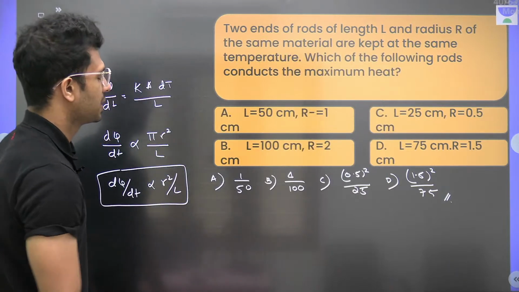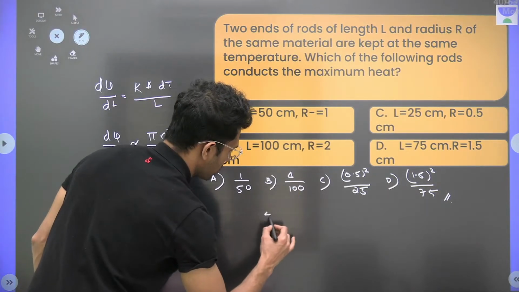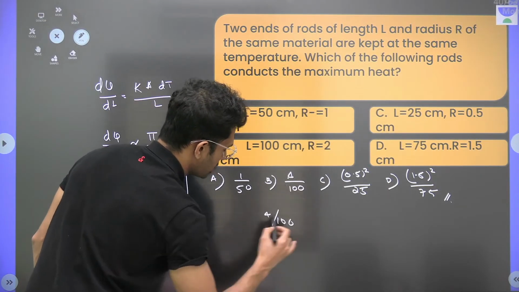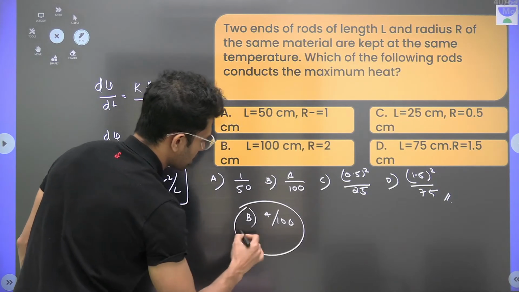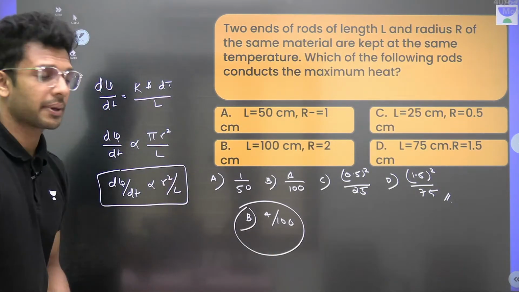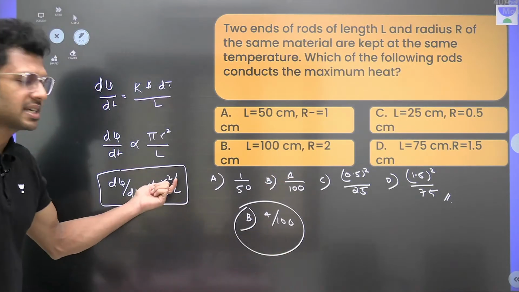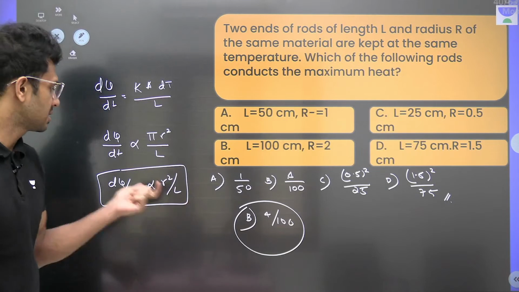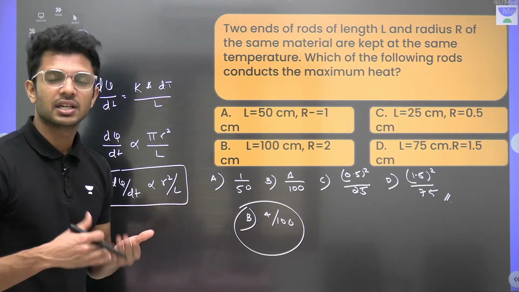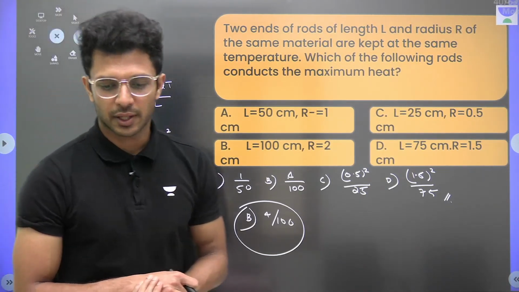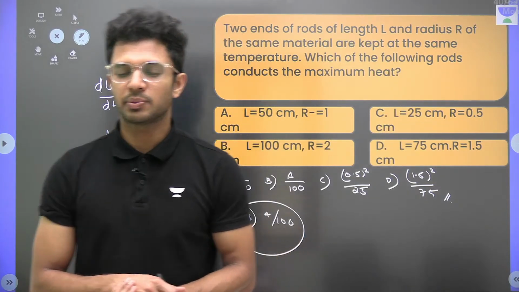After you compare, you will easily get that it is the option 4 by 100, which is option B. It is the correct answer. Because this will be the one which has the maximum value. The one which has r square by L value largest will be having dQ by dt largest, which means more heat transfer. Mil gaya? It's option B the correct.